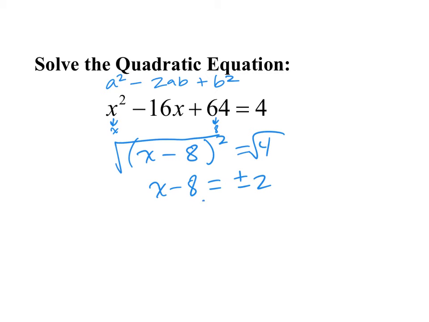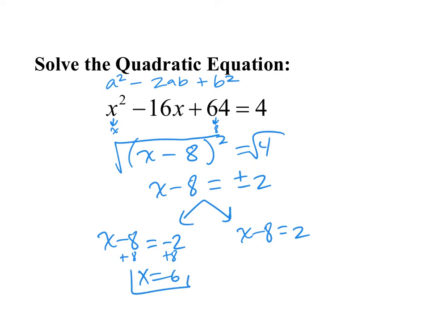Okay, so now let's write our two separate equations. So that means x minus 8 is either equal to -2 or x minus 8 is equal to +2. And then solving those two little equations, we'll get that x is equal to 6 or x is equal to 10 when we add 8 to both sides.